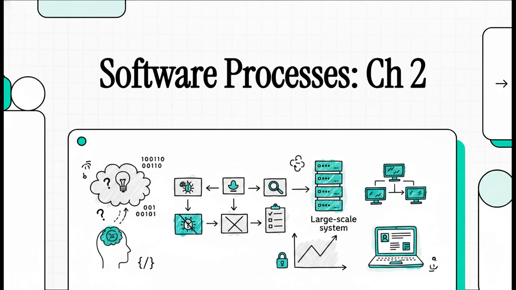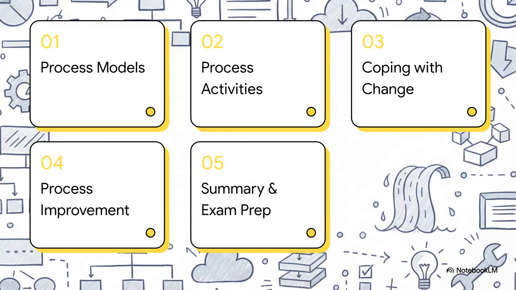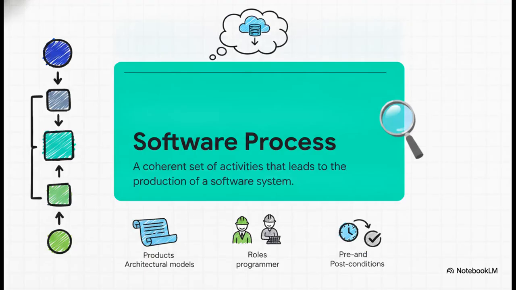Today, we're going to explore the precise, structured methods that professional engineers use to turn an abstract idea into a robust, working system. All right, let's take a quick look at today's syllabus. We're going on a structured journey through the text. We'll hit software process models, process activities, coping with system change, software process improvement, and finally, a summary and exam prep.